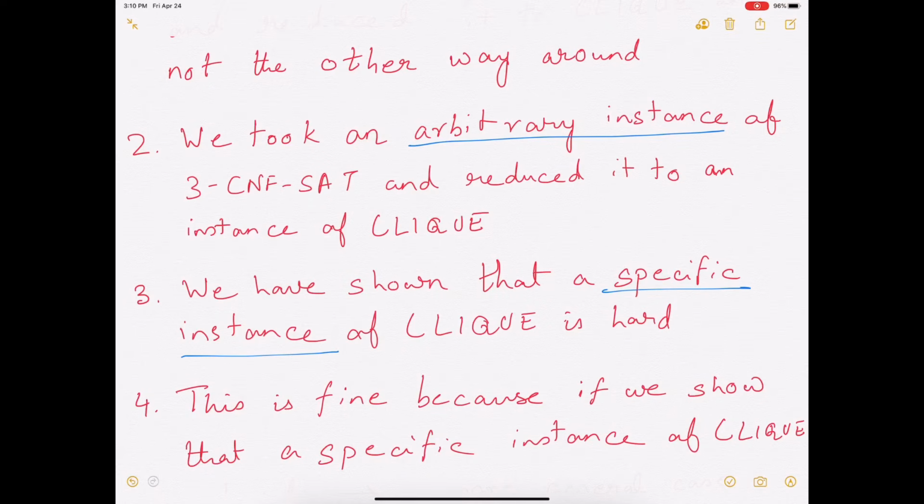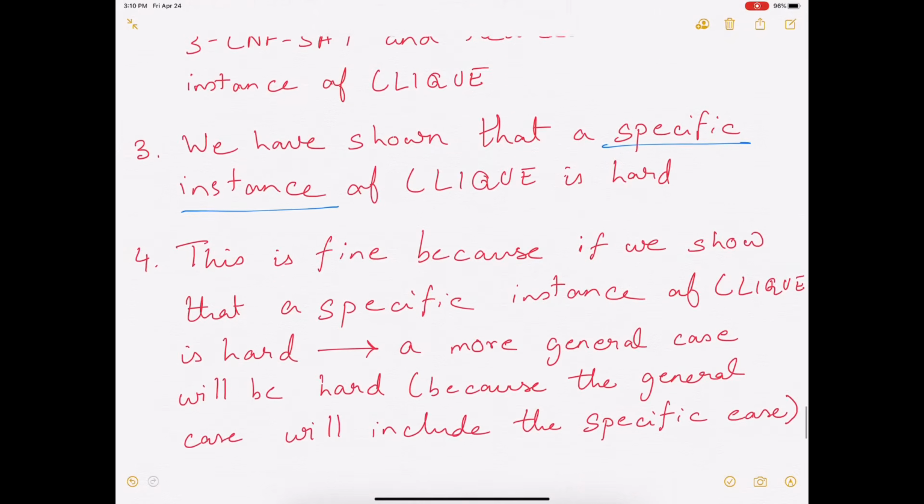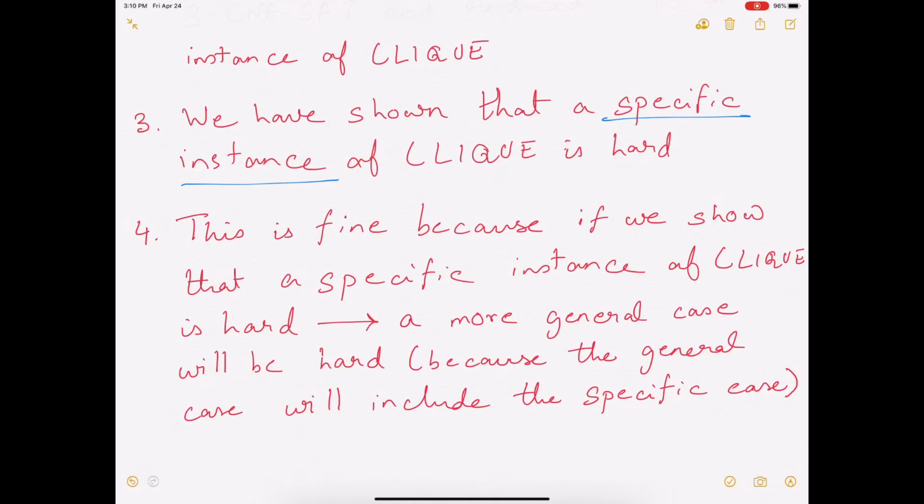Okay? So because we mapped it to a specific instance of CLIQUE, what we have shown here is that this specific instance of CLIQUE is hard. That's what we have shown here. Now, then how does it prove that CLIQUE in general is hard? Now, if you show that a specific instance is hard, that just means that the general problem is hard, because the specific problem that you're interested in is a case of this general problem of CLIQUE. Okay? So showing that a specific problem is hard just makes sure that the general problem is hard.